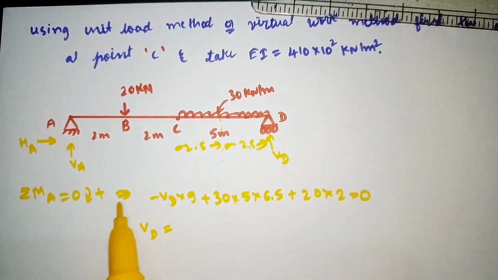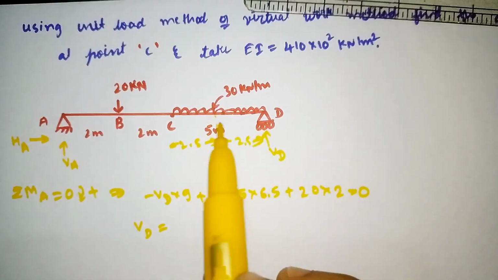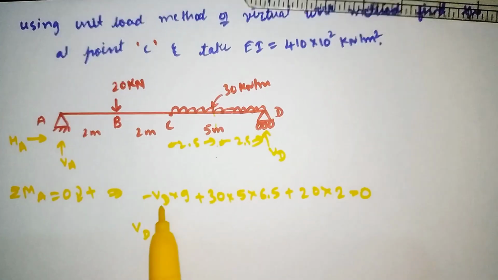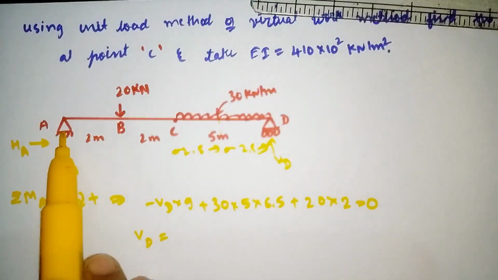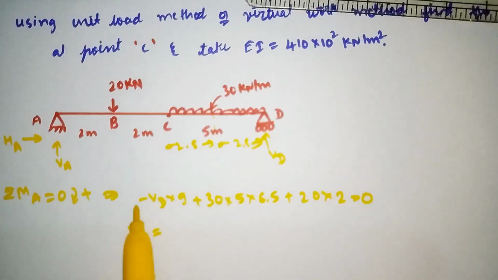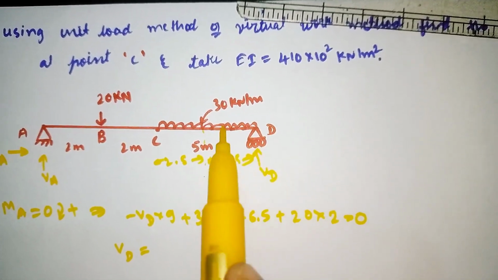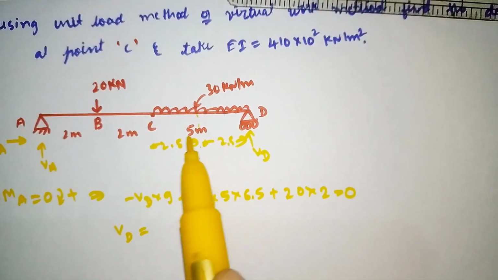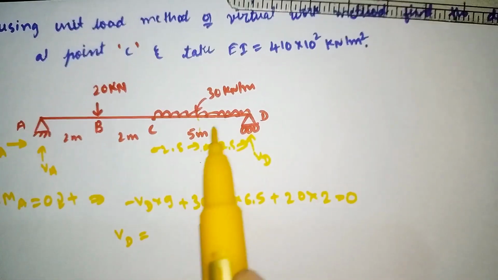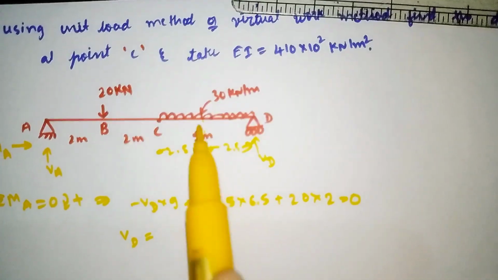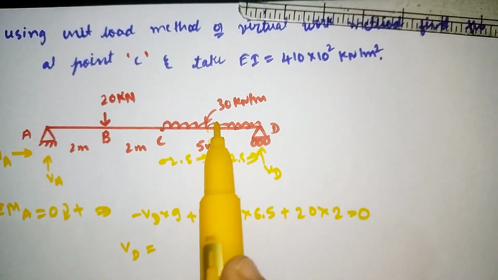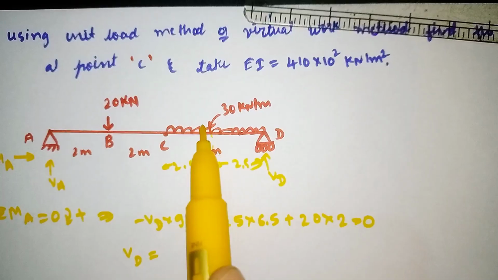Clockwise we take as positive. So here VD is moving anti-clockwise. So minus VD into the distance, from here to here, which is 9. So minus VD into 9, plus one UDL is acting there, 30 into at what distance it is acting? 5. From here to here is 5 meters. So 30 into 5. If you convert the UDL to a point load, it comes here.